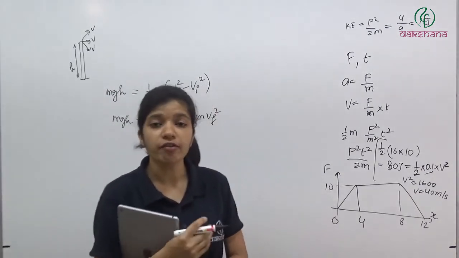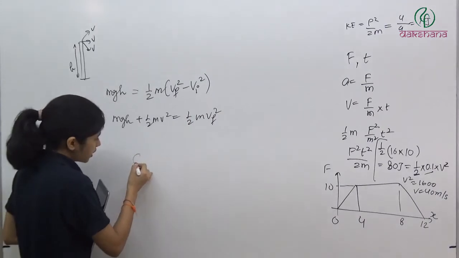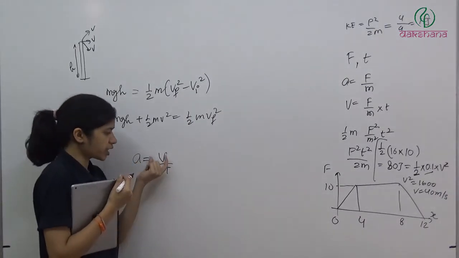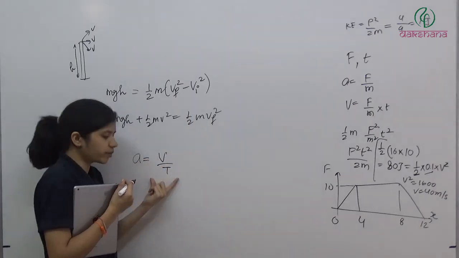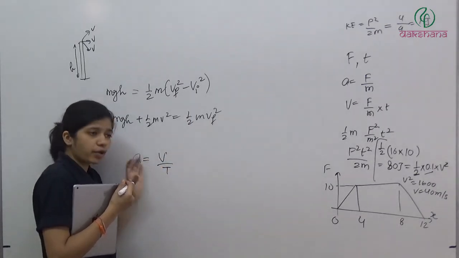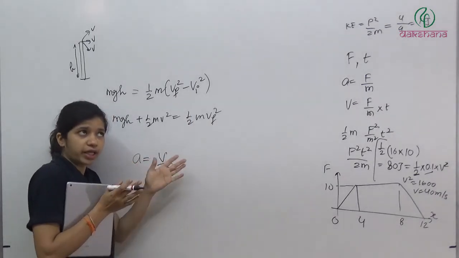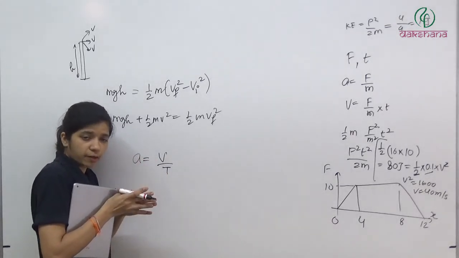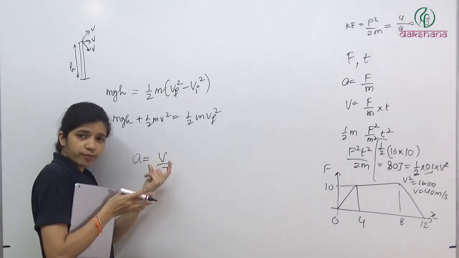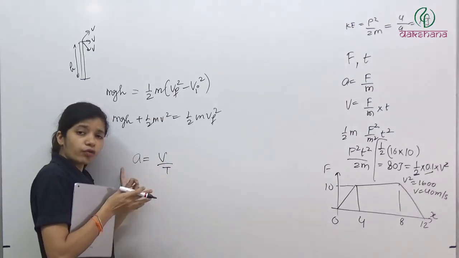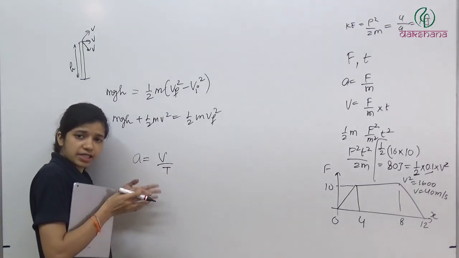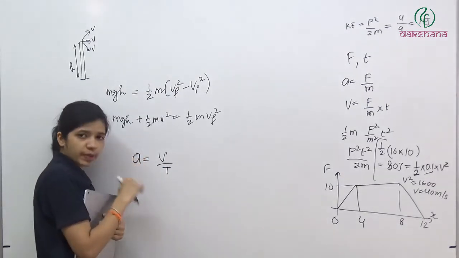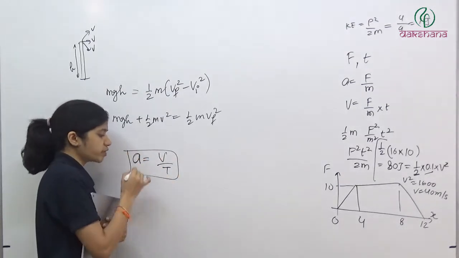Clear? So for constant acceleration we can write a is equal to V by T, the change in velocity divided by total time taken. For any interval of time, average acceleration is total change in velocity by total time taken. Clear? So total change in velocity is V in total time capital T. Now for constant acceleration, average and instantaneous are going to be the same. So this is the acceleration for this particular case, which is a constant.